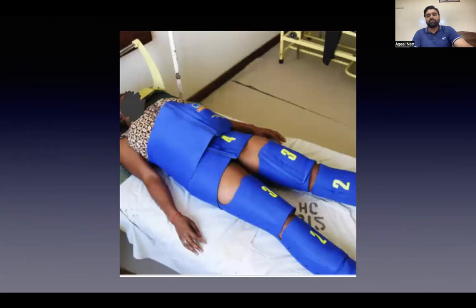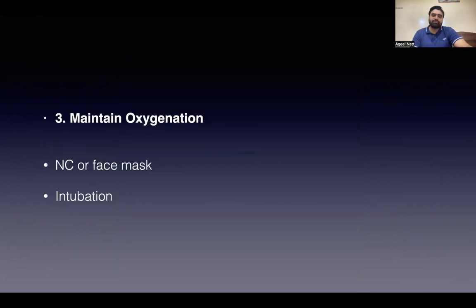This is a typical picture of MAST. You apply the pressure on dependent areas so that the blood is not pooled due to the vasodilatation of spinal shock. There is vasodilatation and blood is pooled in the dependent areas, so it's not going into the circulation. This is another way of protecting the patient from spinal shock.